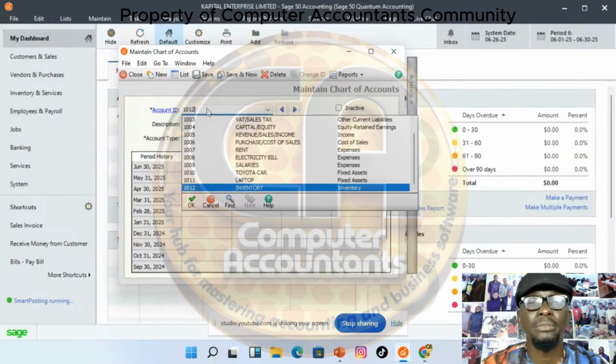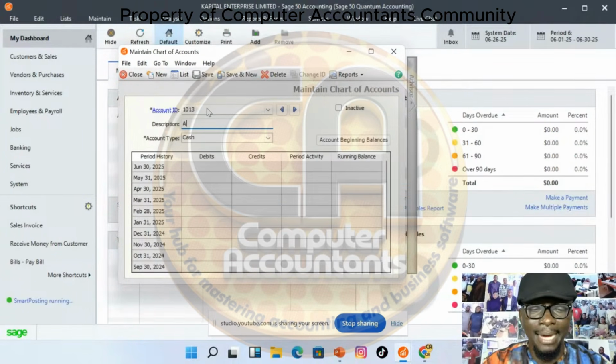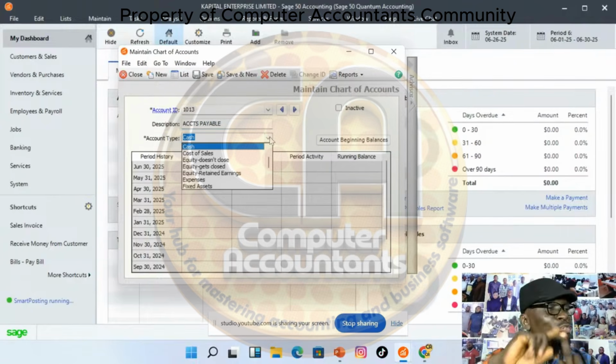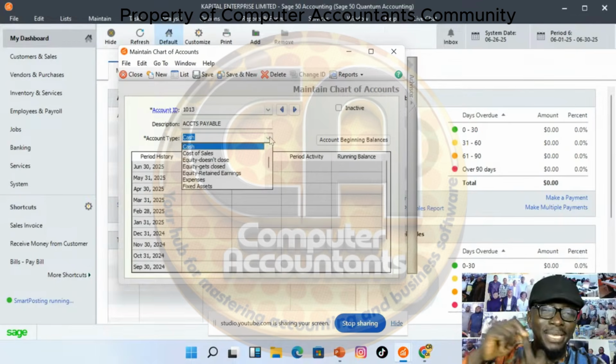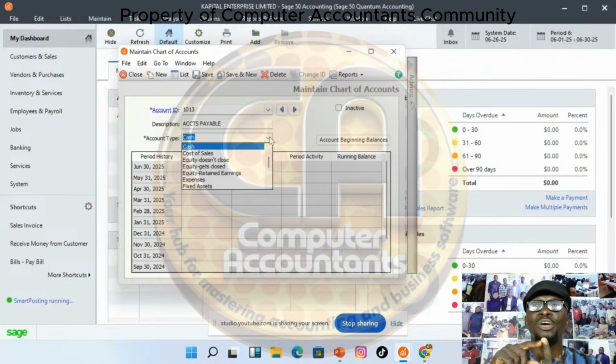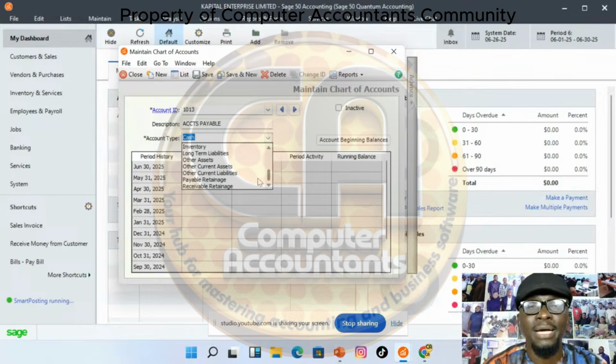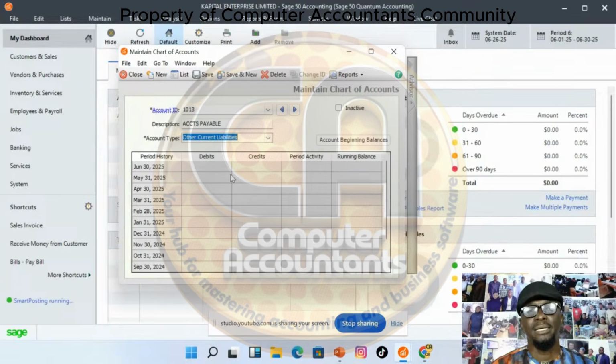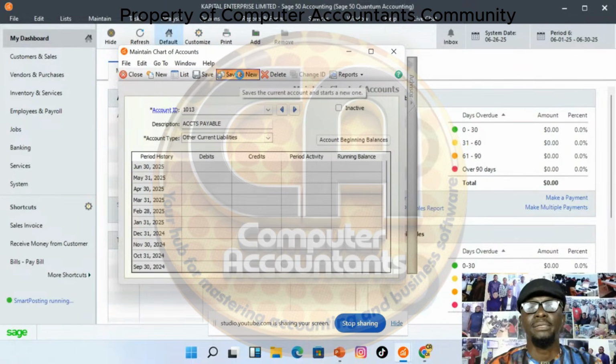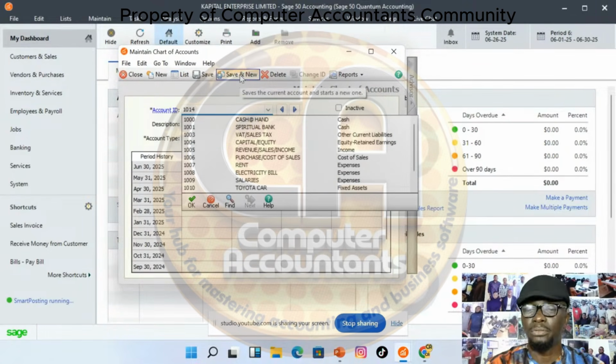I hope I got it. Yeah, 13. So we have accounts payable, I'm going to abbreviate it. Accounts payable belongs to the accounting pillar called liabilities. Okay, because it's an account that captures what you are owing your suppliers or creditors or vendors. So we look for current liability. Look at it, other current liabilities. That is where it falls under, say, 1014.